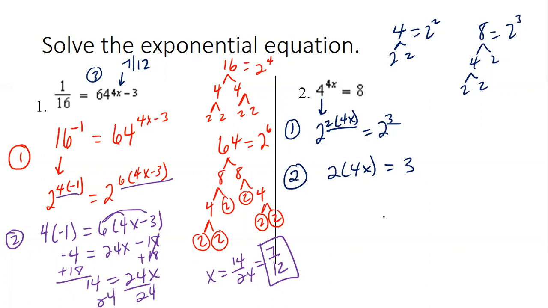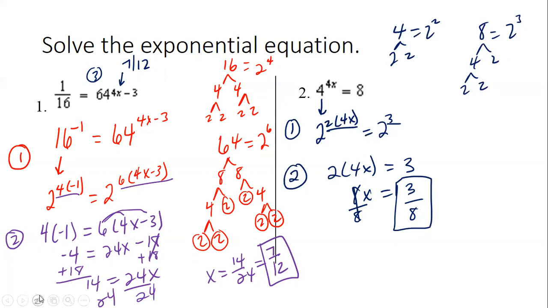Now, what do you need to do to get x by itself? Divide by what? Divide by 8. So what does x equal? 3 over 8. I can't reduce it anymore, right?